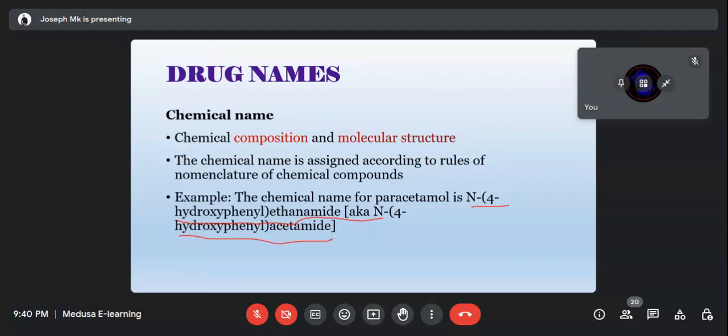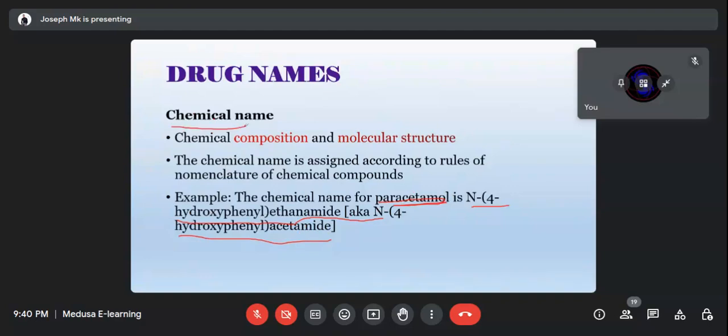The generic name, which is also known as non-proprietary, is paracetamol, and the chemical name is N-4-hydroxyphenyl ethanamide, also known as N-4-hydroxyphenyl acetamide. This is a chemical name, and this is a generic name. So that's why I said that a generic name just comes from the chemical name. Generic name simply comes from a chemical name.